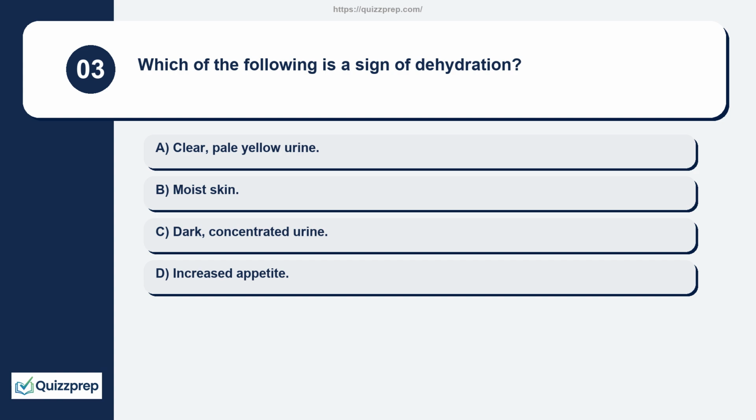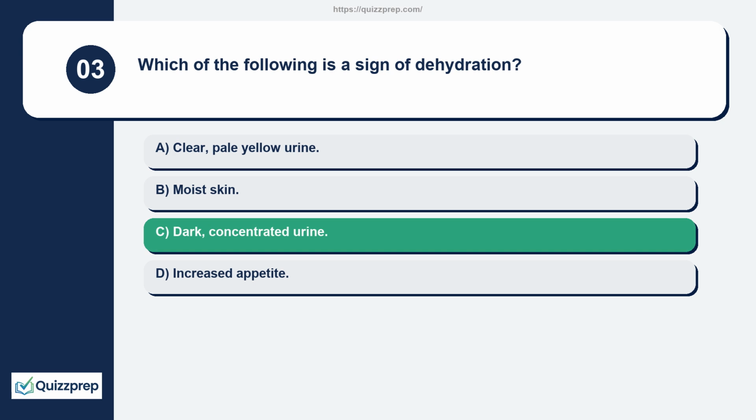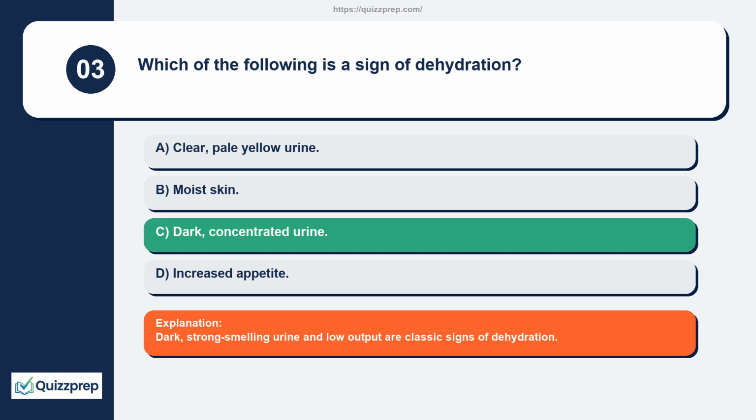Question 3. Which of the following is a sign of dehydration? Clear, pale yellow urine. Moist skin. Dark, concentrated urine. Increased appetite. Dark, strong-smelling urine and low output are classic signs of dehydration.